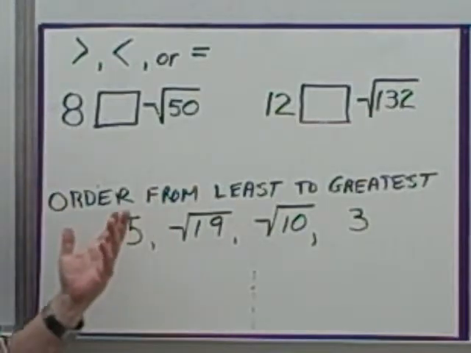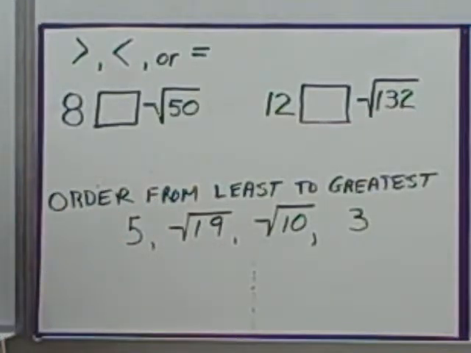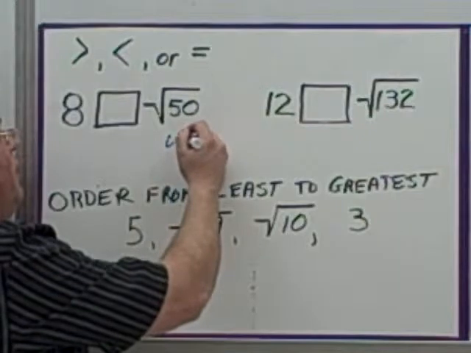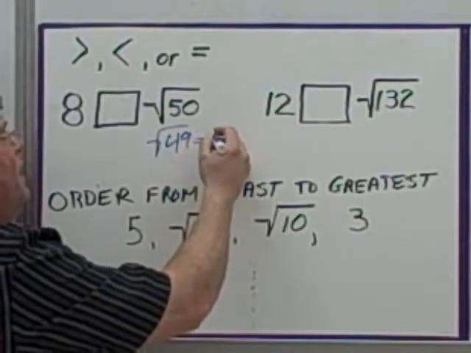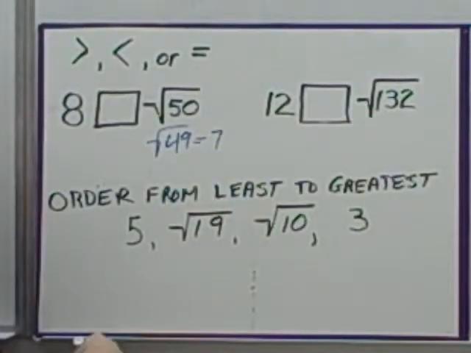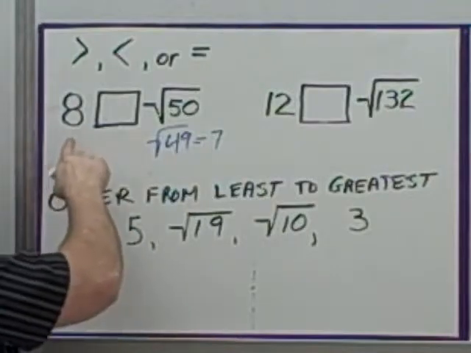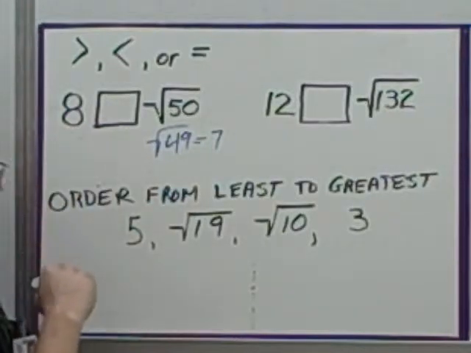You may be asked a greater than, less than, or equal to. You don't want to have to whip out the calculator for these if you don't have to. 50, that's pretty close to 49, and we know the square root of 49 is 7. So we know that the 8 should be bigger than that.